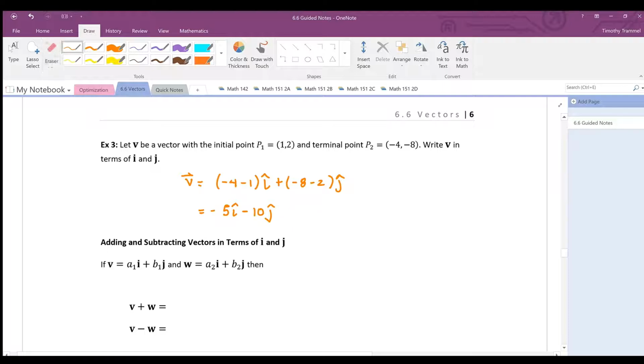And again, the only thing you've got to be careful about when you're doing these is that you subtract in the correct order. It should always be the terminal point minus the initial. Okay, terminal minus initial, or P2 minus P1.